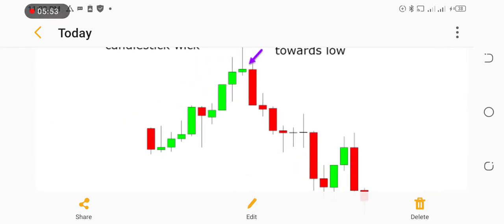Now, this is also an example of a shooting star. A shooting star appeared at an important level, indicating that we are going bearish in the market. Once the shooting star appeared, what happened next? The market started going bearish. We went straight downward.